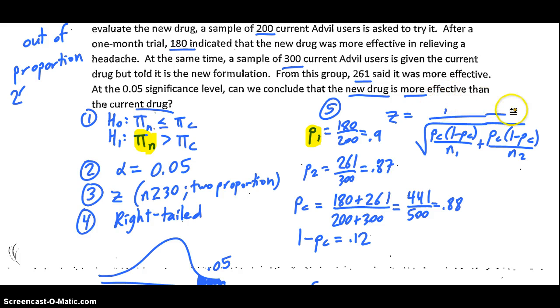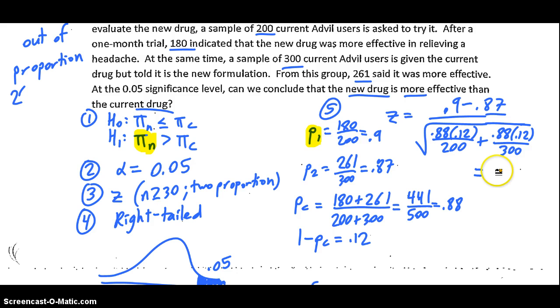So this top part becomes 0.9 minus 0.87. And then I just start filling in the bottom here. I'm going to cheat and erase all this stuff. It was the combined probability, 0.88, times 1 minus that, over the number of people in the first group, plus the same combined probabilities, but this time divided by the number of people in the second group. Alright? When you do that, and you combine them, you should get a z-score of 1.01.